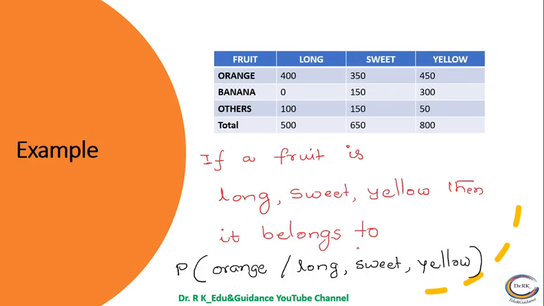Similarly, take this fruit problem. Based on the past record, the new one is this: long, sweet, yellow. What is the probability that it falls under orange? Similarly, what is the probability that it falls under banana? Based on the probabilities, wherever it is high, we say that this new data which is coming in falls under either the orange category, the banana category, or some other fruit category.